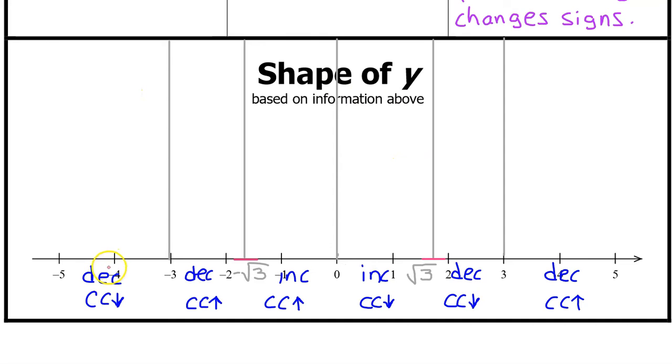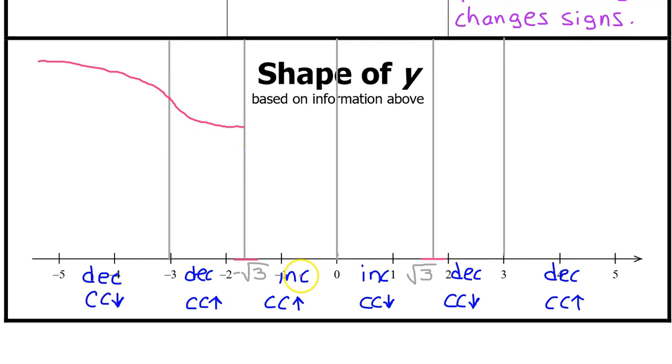In the first interval, y is decreasing and concave down. So here we go, decreasing and concave down. In the next interval, y continues to be decreasing, but it switches to concave up. And at the end of the interval, it should be at a horizontal tangent line. So here we go, decreasing, concave up, and finishing out at a horizontal tangent line.